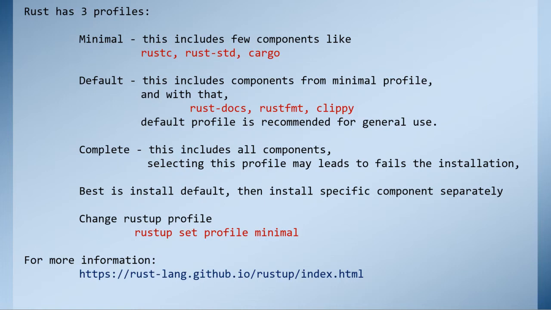The complete profile includes all components. Selecting this profile may lead to some failures in the installation. The best approach is to install the default profile and then install the specific components that you want. To change the rustup profile, use the command rustup set profile, followed by the profile name.